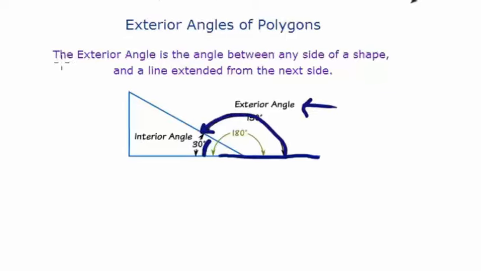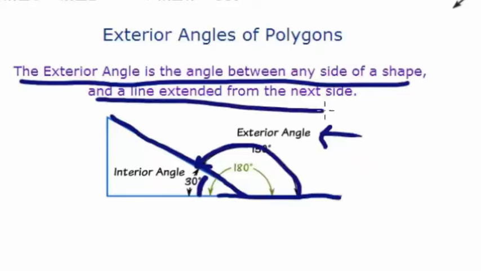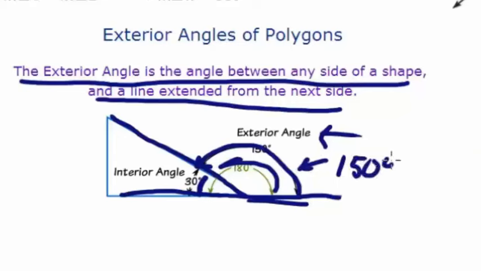And here's a formal definition. It says, the exterior angle is the angle between the side of a shape, alright, so like this side right here, and a line extended from the next side. So this is the next side, so if we extend it, boom, here it is. So in this case, this one would be 150.